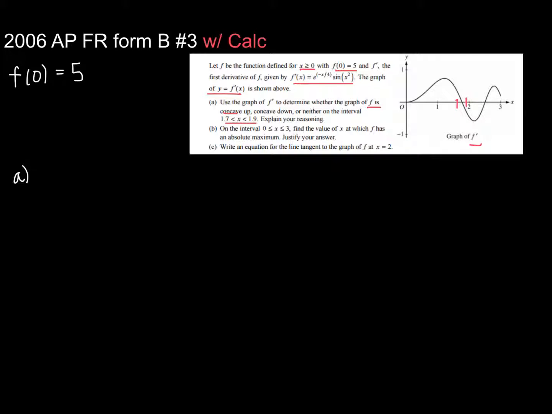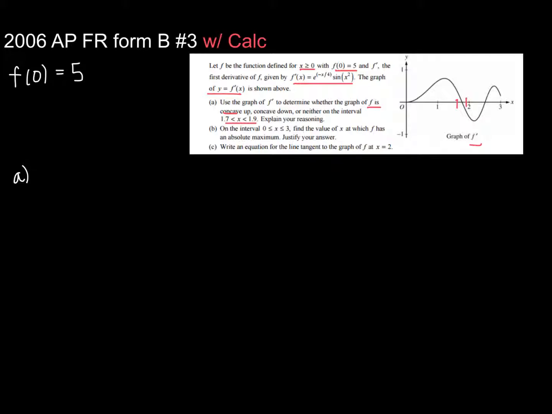All right, let's take a look at A first. Use the graph of f prime to determine whether the graph of f is concave up, concave down, or neither on the interval between 1.7 and 1.9. So I've annotated here approximately 1.7 to 1.9 on my graph of f prime. And I need to ask myself now, if I want to make a conclusion about f and its concavity, what is it that I need to analyze? I need to analyze the value of f double prime.